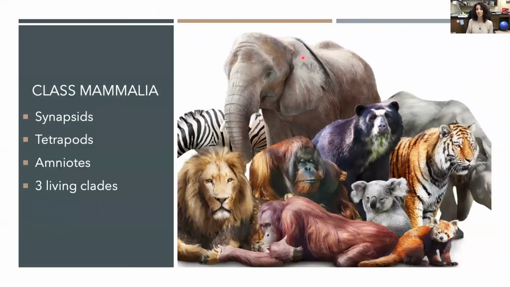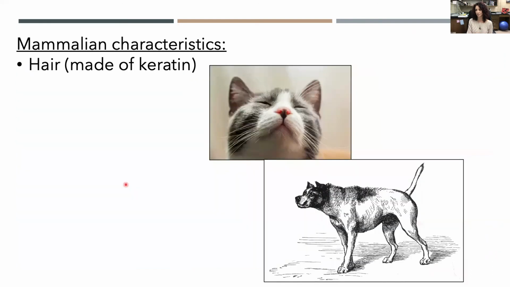Well, they are extremely diverse. They are all synapsids, as we just mentioned. They are tetrapods and they are amniotes. Interestingly, even though we have a great diversity of mammals on our planet, we can sift them into 3 living clades. But first, let's talk about the characteristics that define the mammals.